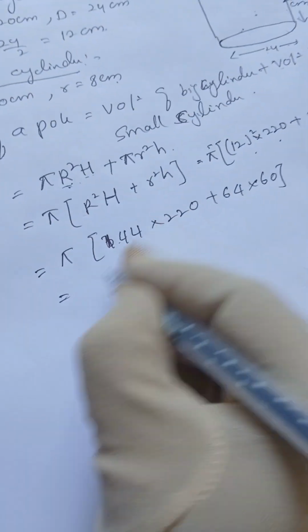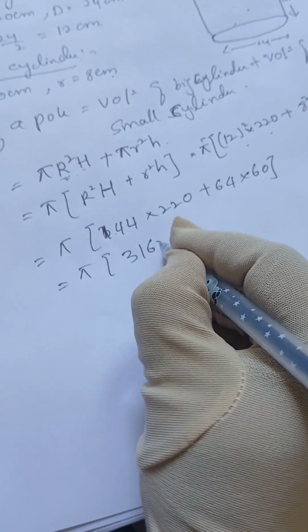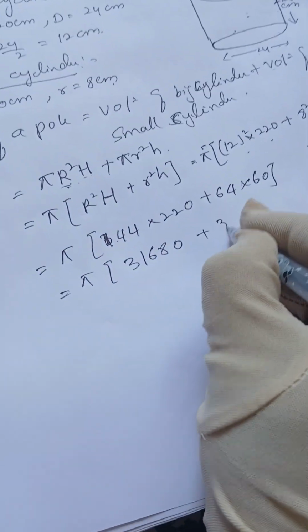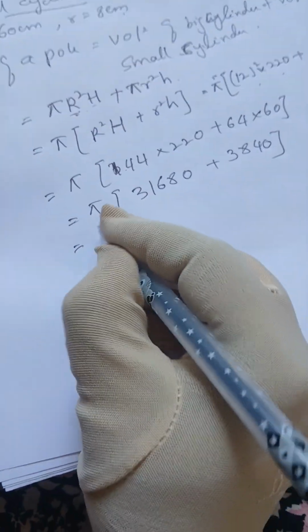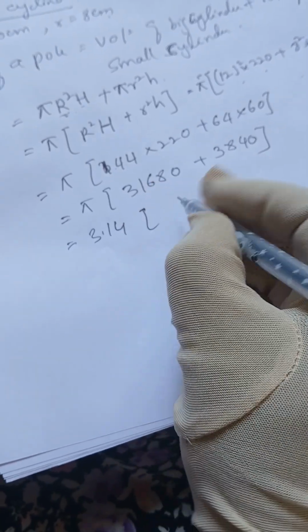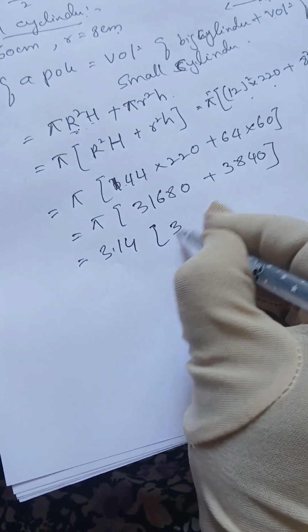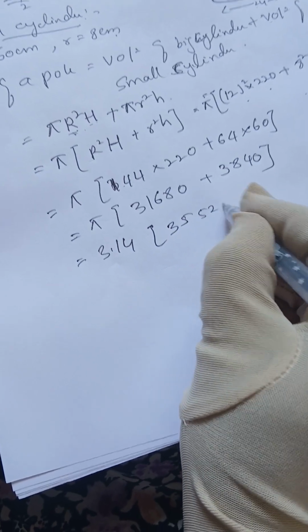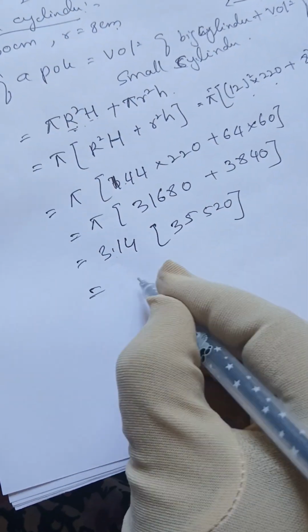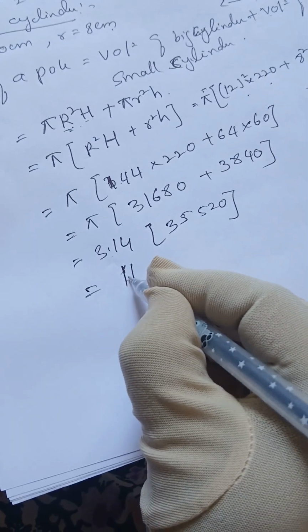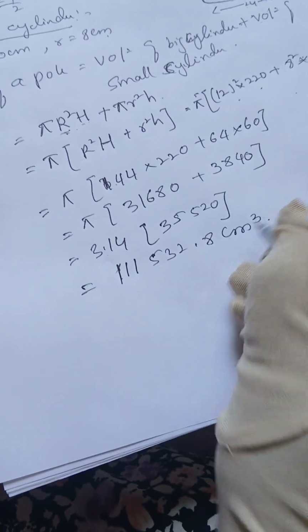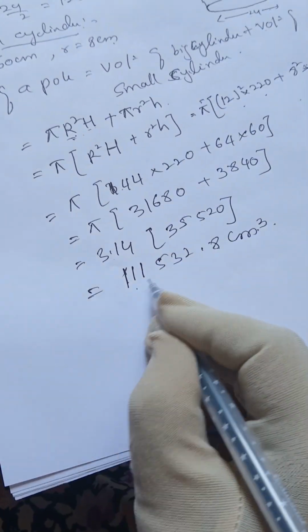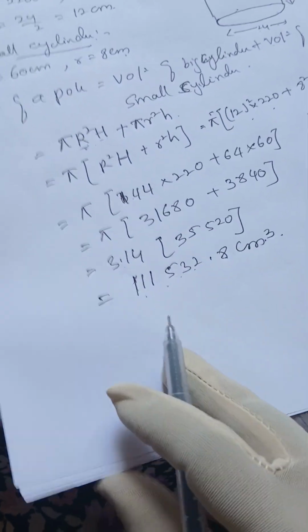So what we will do, if we multiply it, we will get 31680 plus 3840. If we add these 2, we will get 35,520. Pi value is 3.14, so if we multiply these, we will get 111,532.8 centimeter cube. So this is the total volume of the pole.